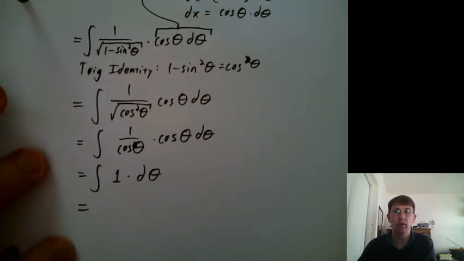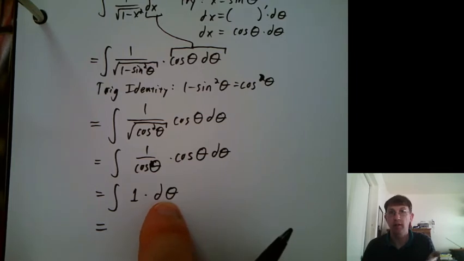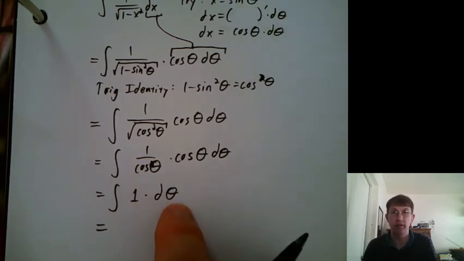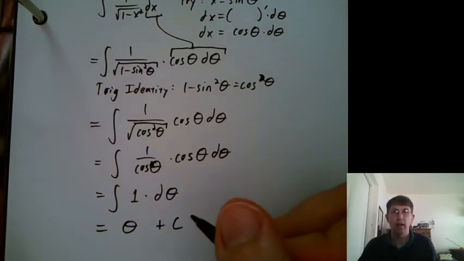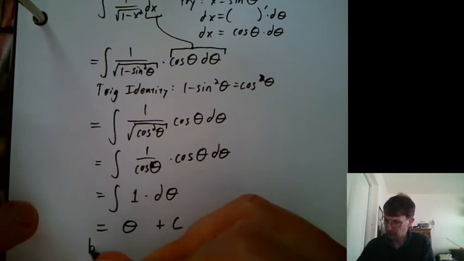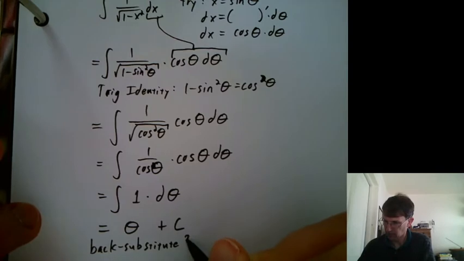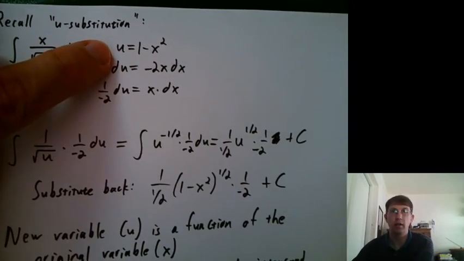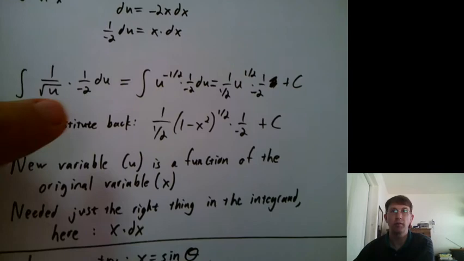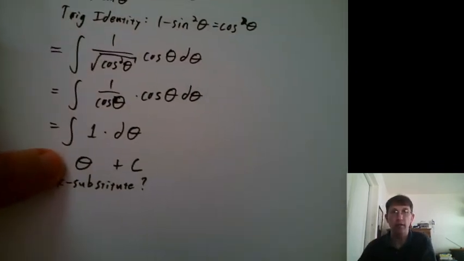And what's the integral of 1? Well, if it was the integral of 1 dx, we would say the integral is x. Here, if it was 1 dt, we would say the integral is t. So now the integral is just theta. And now we'll back substitute. That's a little trickier here, but not terrible, because before, when we had u equals 1 minus x squared, then when we back substitute, we can just plop in something.